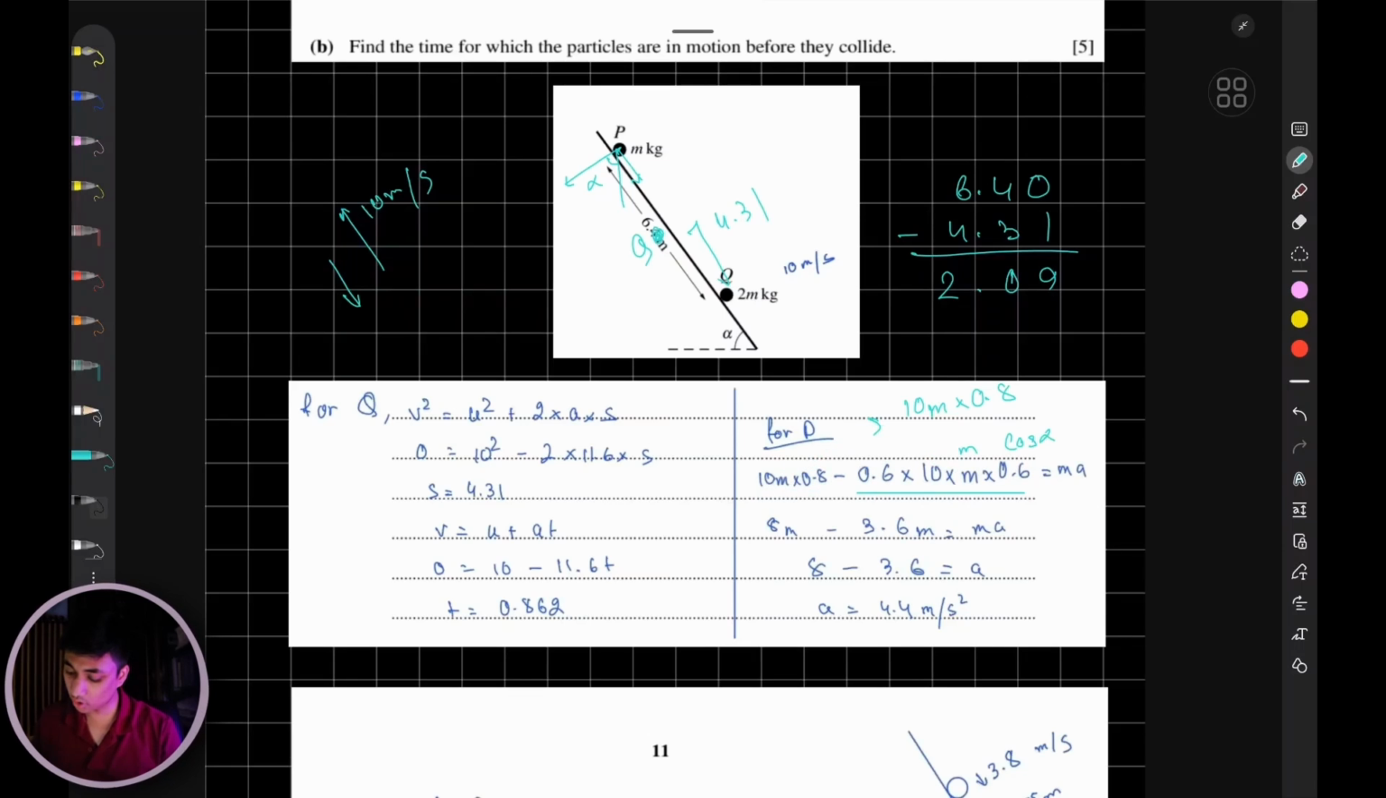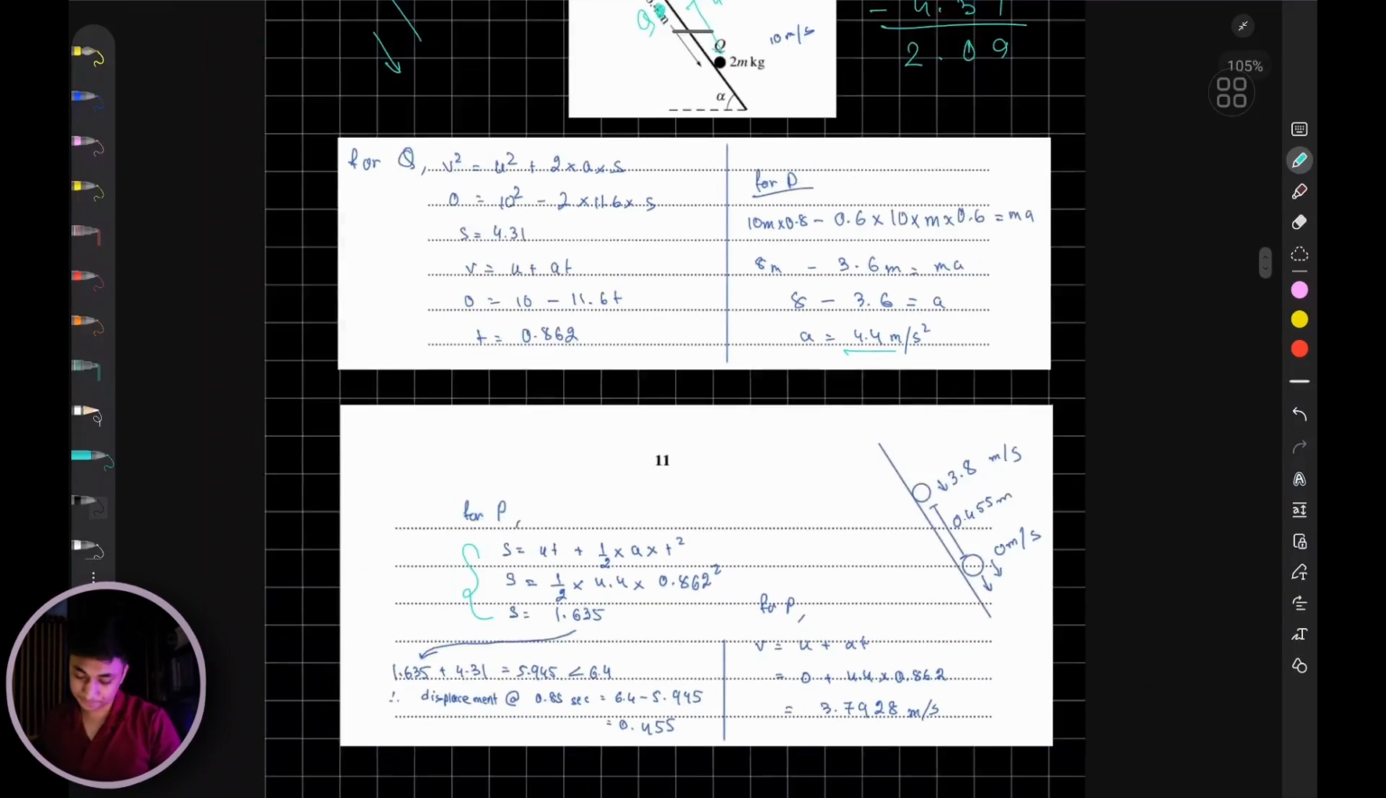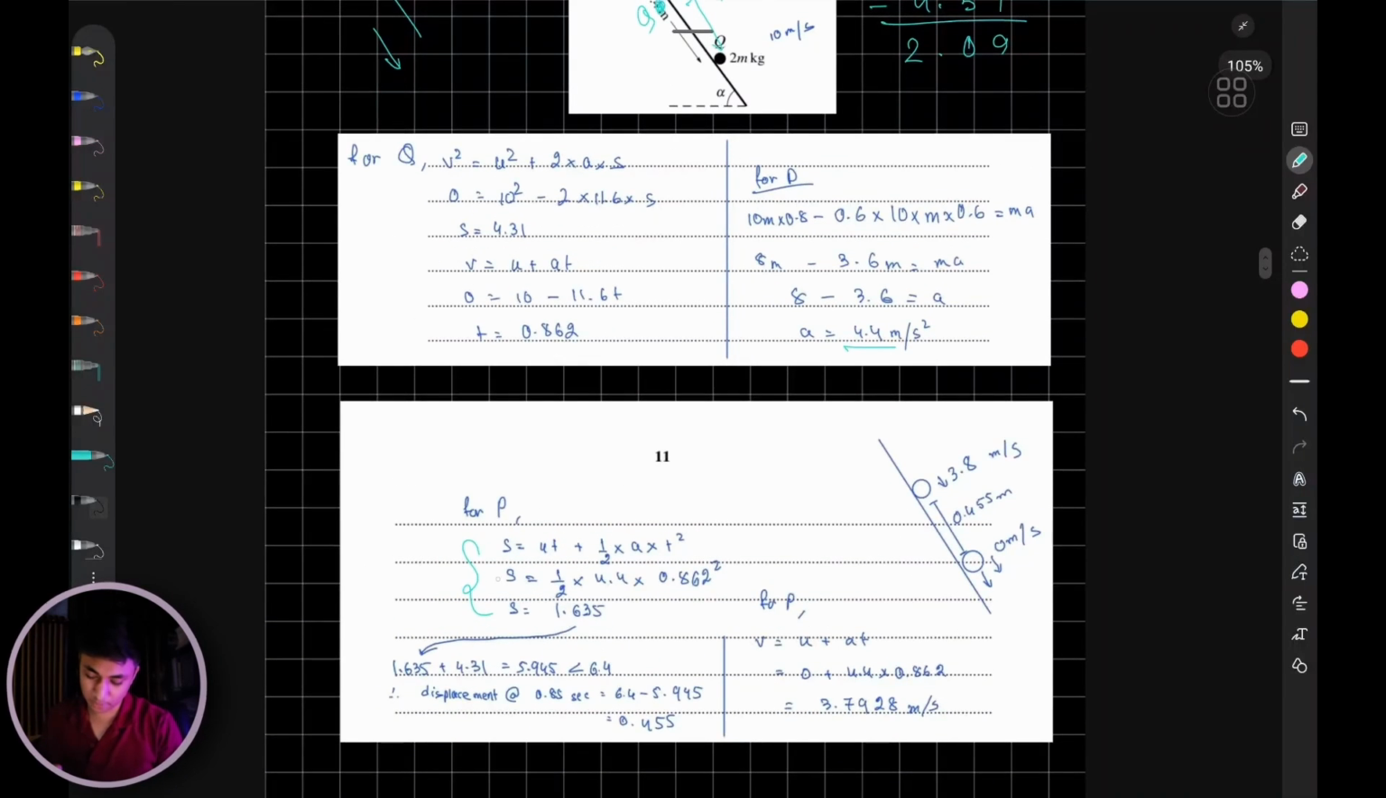So when you calculate all of this, your mass is going to be cancelled off again, and your acceleration turns out to be 4.4 meter per second square. Great. So P is accelerating downwards at a rate of 4.4 meters per second square.